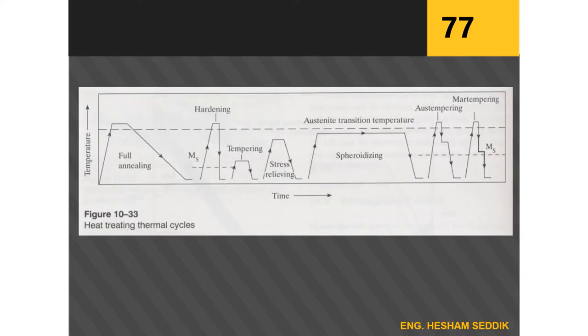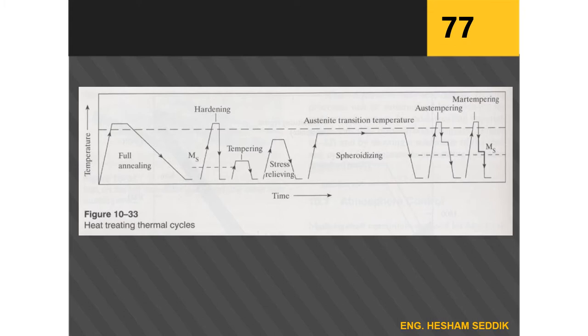And this chart explains the temperature and the time. The dotted line is the first critical temperature, 723. Full annealing means heating, holding time, and slow cooling. Hardening, fast cooling. Tempering restores some ductility for the surface to avoid surface cracks.